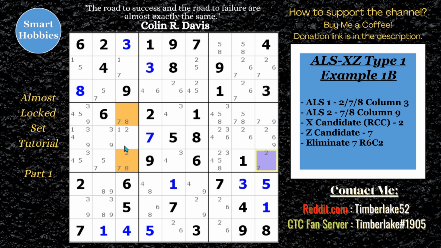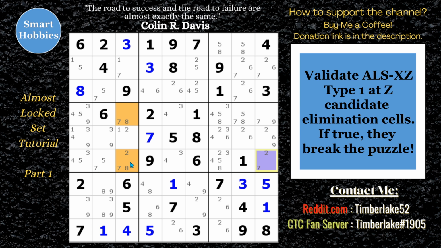All the 2's, instances of 2 in these 2 sets see each other. And they also have a common candidate, the 7. And you'd make the same elimination. So you see how, instead of the 8's being the restricted common candidate, if you did it this way, it's the 2's. But you still make the same elimination. So either way you slice or dice that, almost locked set, same elimination. So that's how the almost locked set XZ rule works.